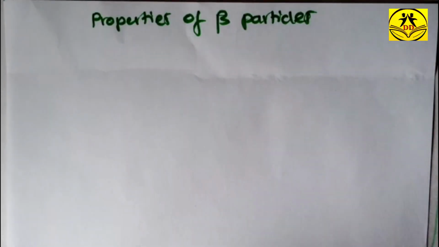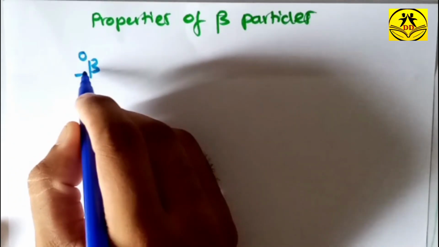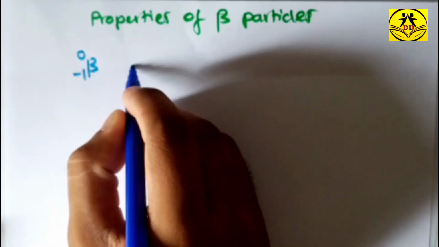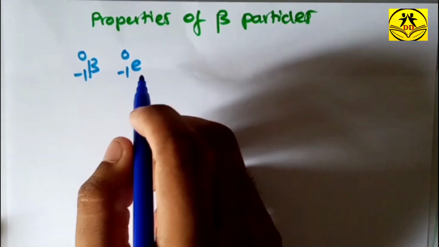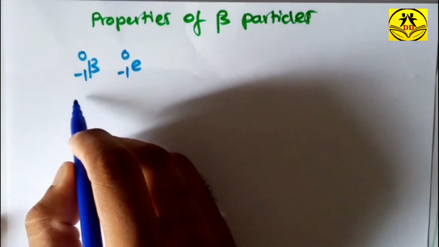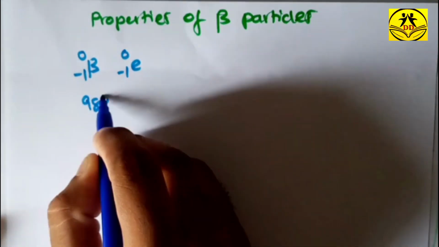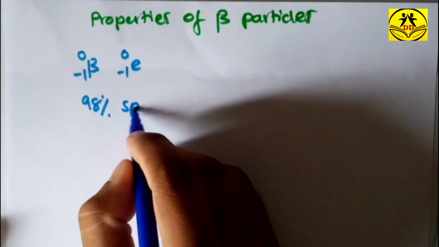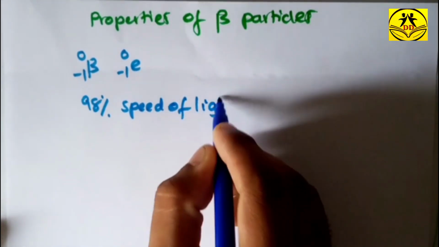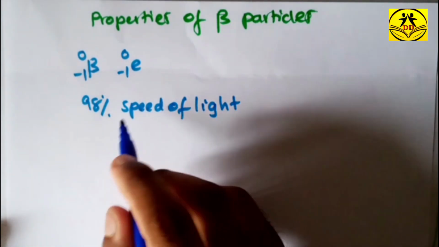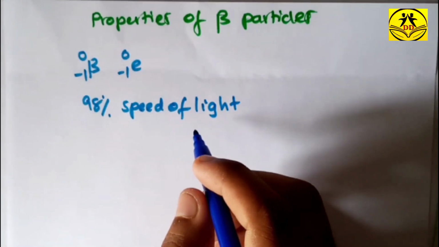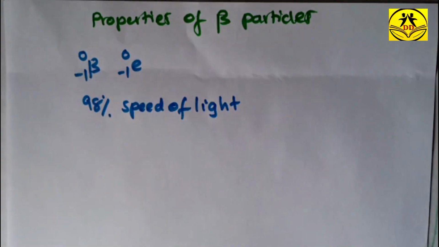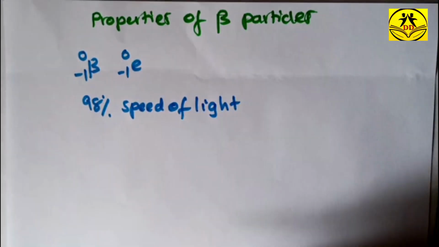Properties of beta particles. A beta particle can be denoted with a mass of 0 and a charge of -1, like this. They are high speed electrons with a speed of about 98% of the speed of light. They have a high kinetic energy, but comparatively to alpha particles their kinetic energy is low because alpha particles have a higher mass than beta particles.